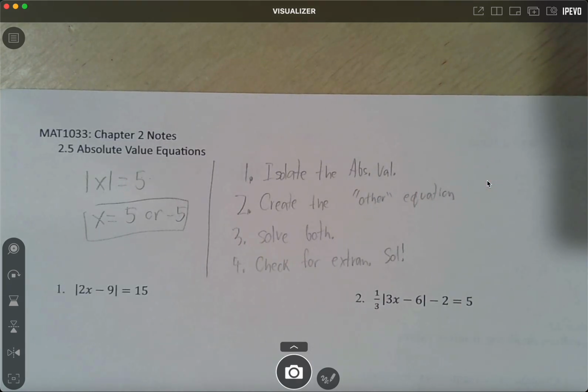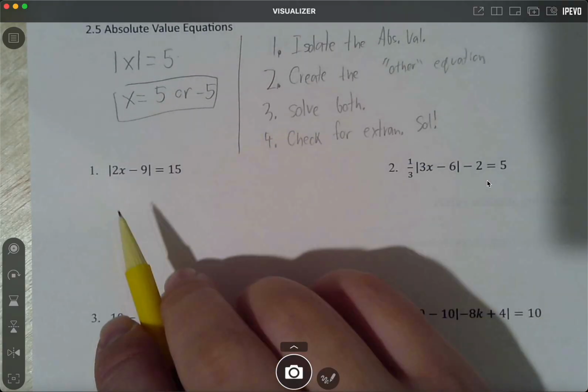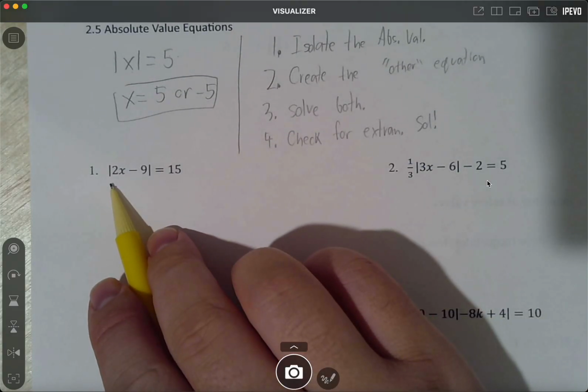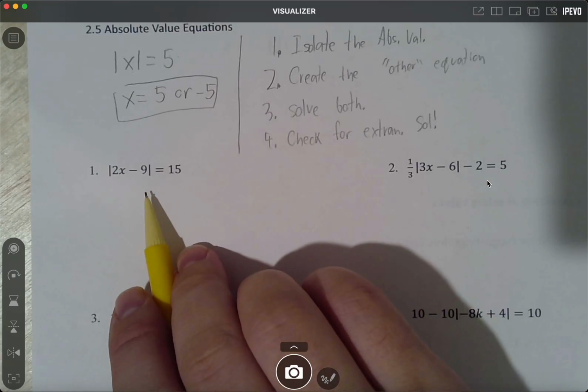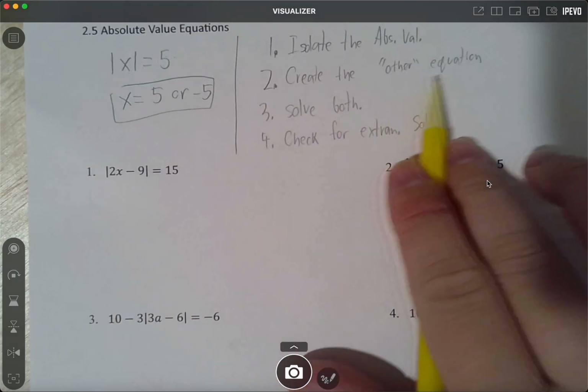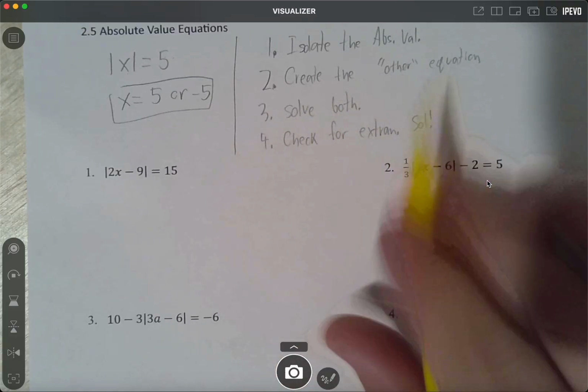Alright, now we've got some new wordage there, mostly the extraneous solutions. We'll talk about what that means as we go through, but for now, let's start diving into the algebra. So as we solve this out, first, in number 1, my absolute value actually is isolated. So now it's time to learn what I mean by create the other, or I would also say create the negative or negated equation.